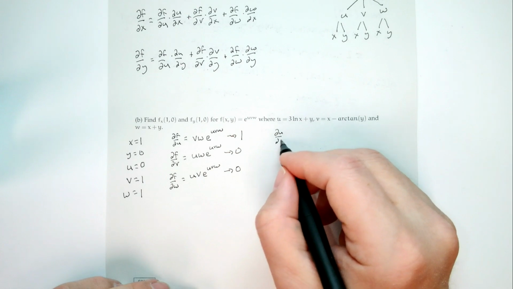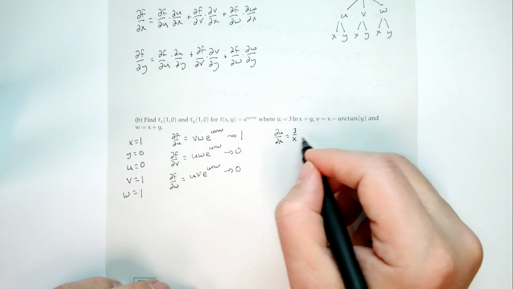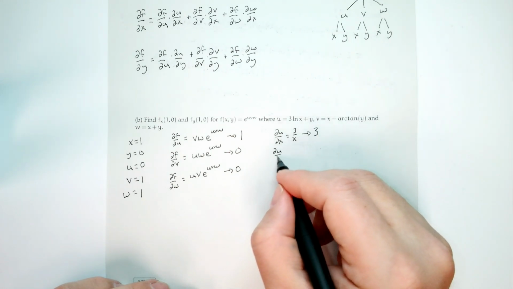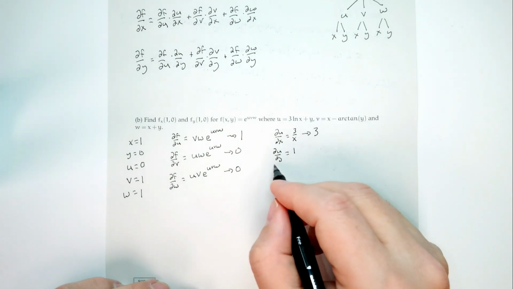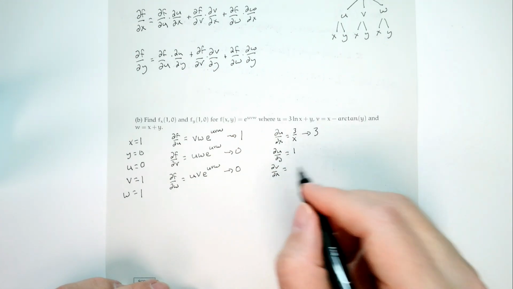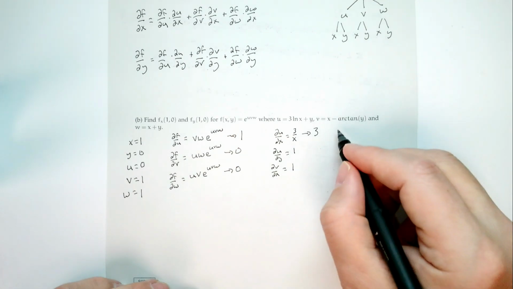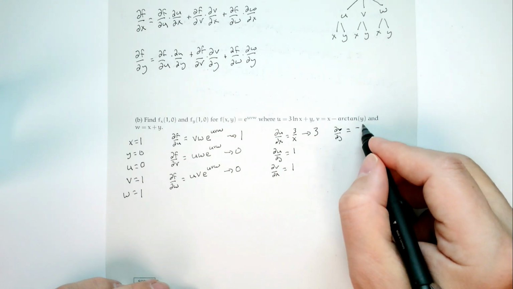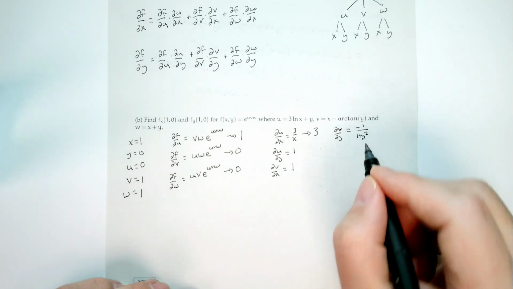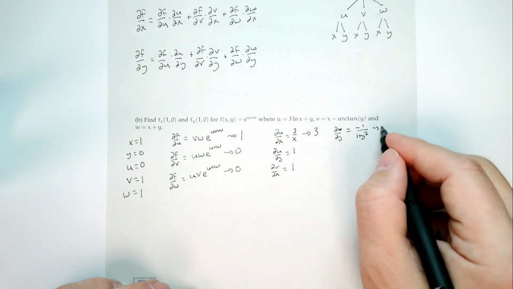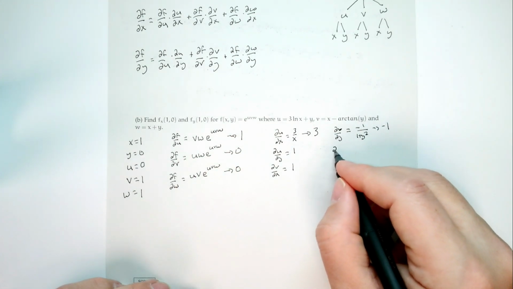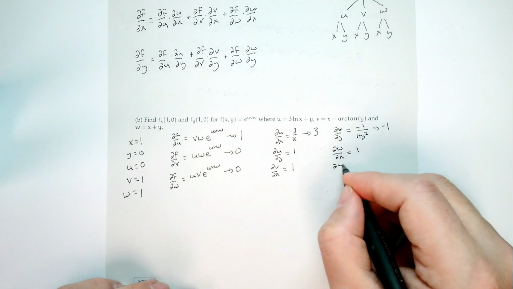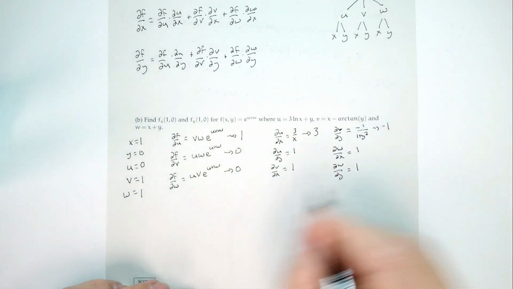All right, well, let's go with our other terms. Partial u partial x, that's 3 over x. Plug in x equals 1, 3. Partial u partial y, 1. Partial v partial x, 1. Oh, these are really simple. Partial v partial y, well, derivative of arctangent is minus 1 over 1 plus y squared. We plug in y equals 0. This is negative 1. Partial w partial x is 1, and partial w partial y is 1. So now we have all the values.